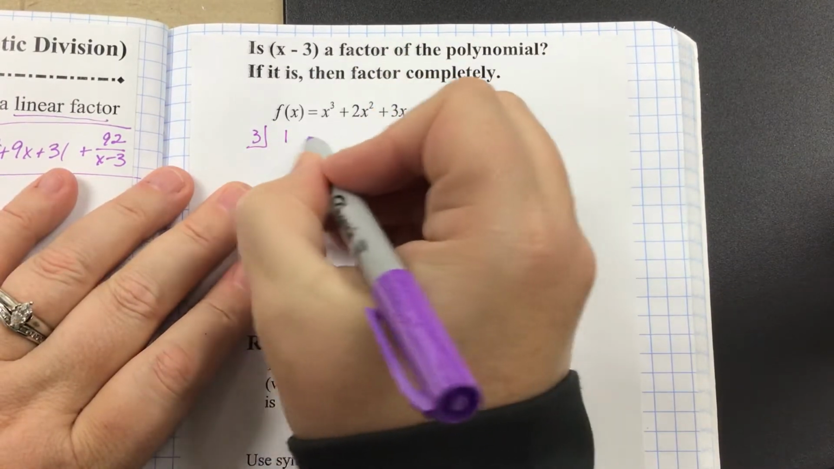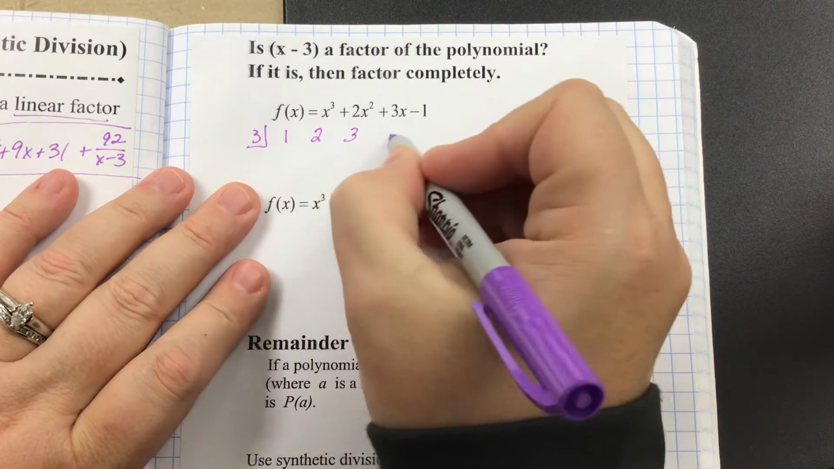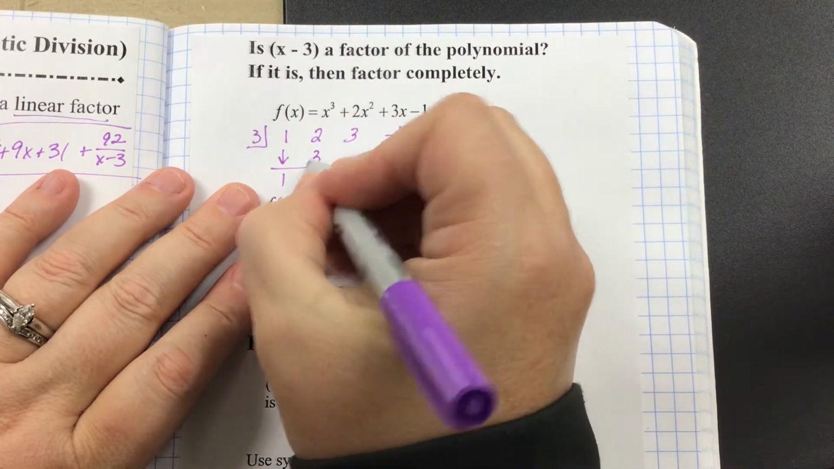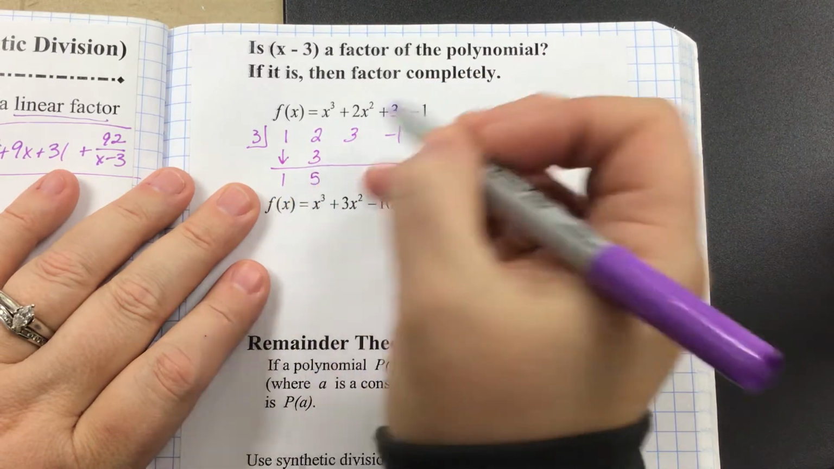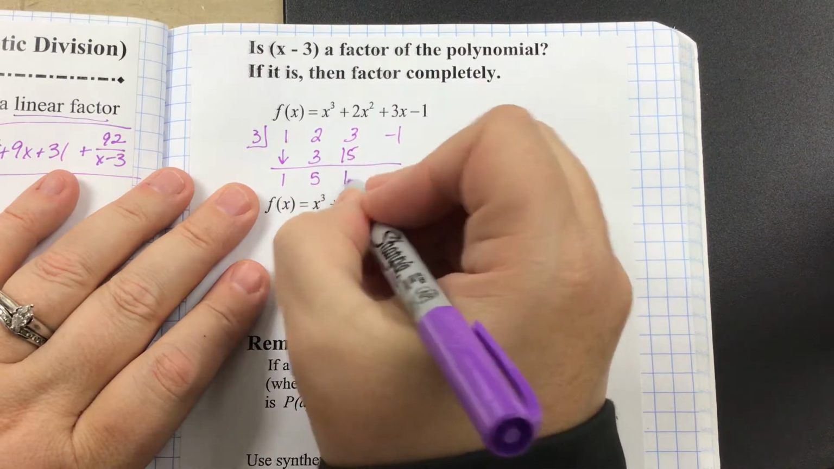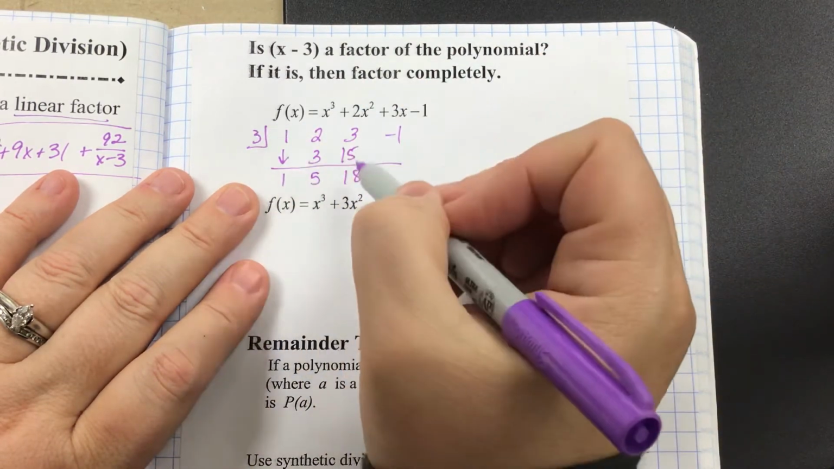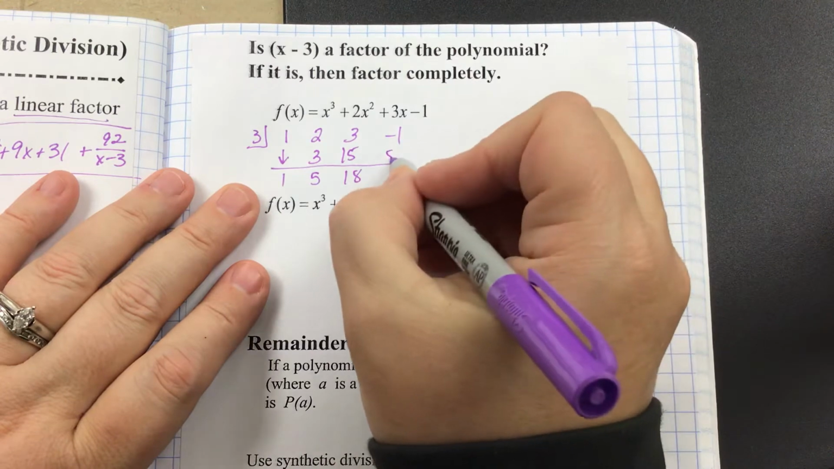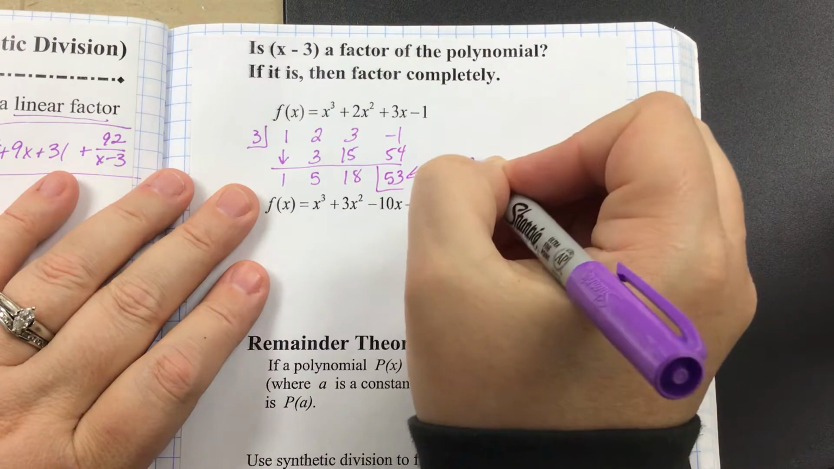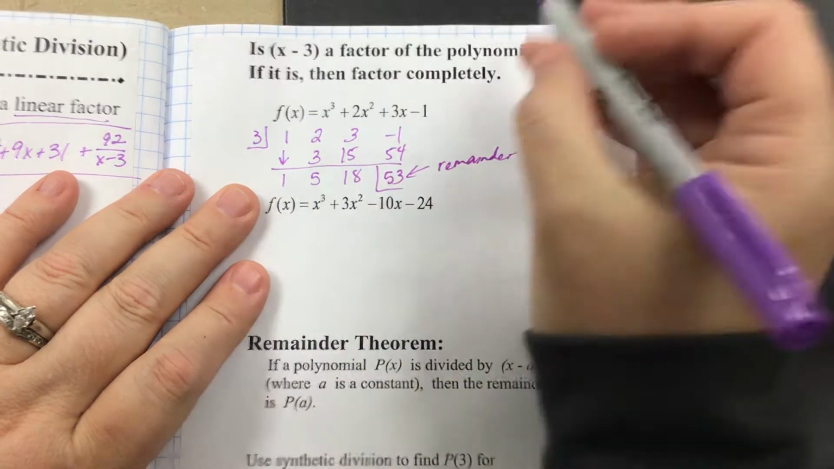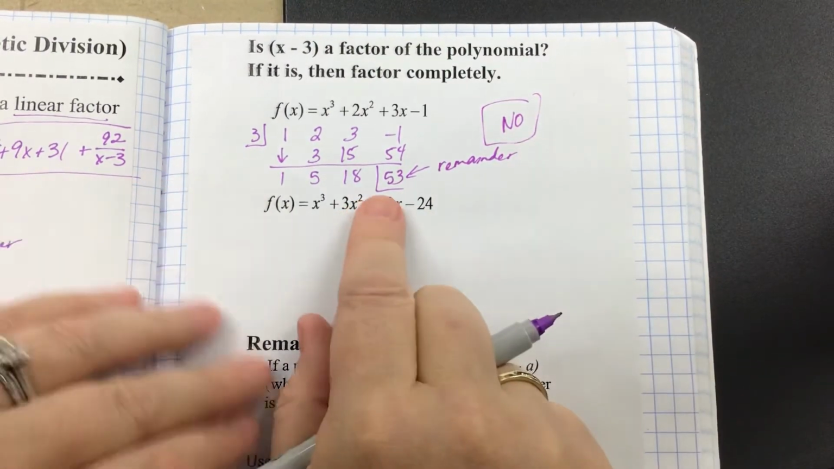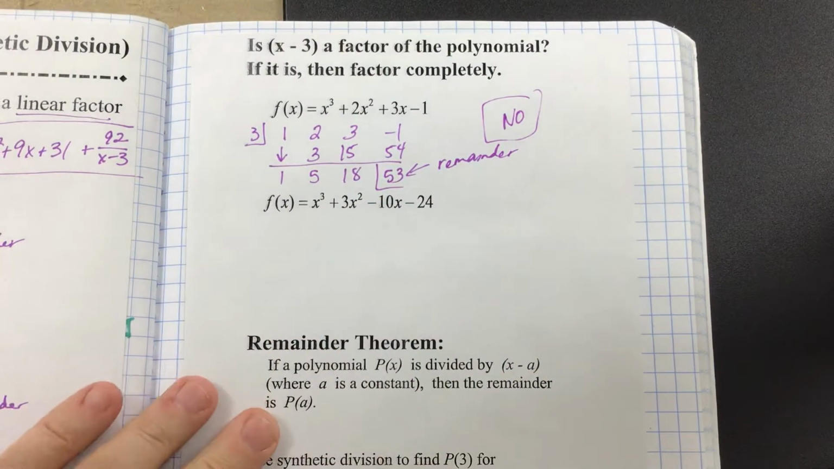So I have 1x cubed, 2x squared, a 3x, and a negative 1. If I bring down the 1, 3 times 1 is 3, and then 2 plus 3 is 5. 3 times 5 is 15. 3 plus 15 is 18. And then 3 times 18 is 54. And when I add it, I get 53. So since I have a remainder of 53, is it a factor? No, it is not a factor. To be a factor, you would have to have a remainder of 0.